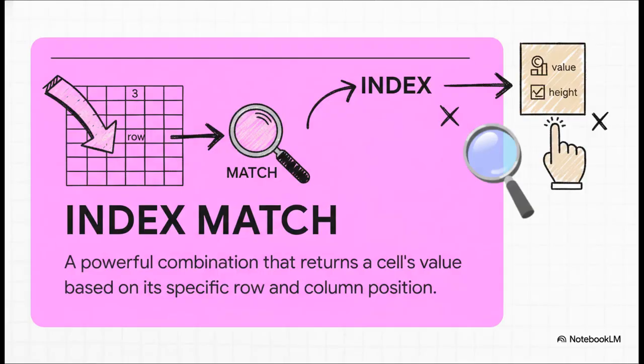So how does this magic combo actually work? Well, it's a two-part punch. First, MATCH finds the position of what you're looking for. It basically says, okay, find the row number for this specific person. Then INDEX takes that row number and returns the value from the cell you actually want, like, say, their sales number. It's this incredibly precise, two-way lookup that'll honestly change the way you work with data.